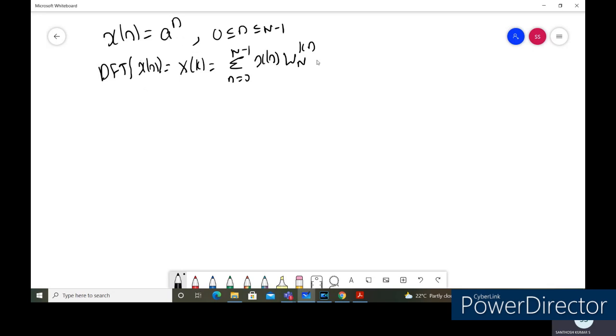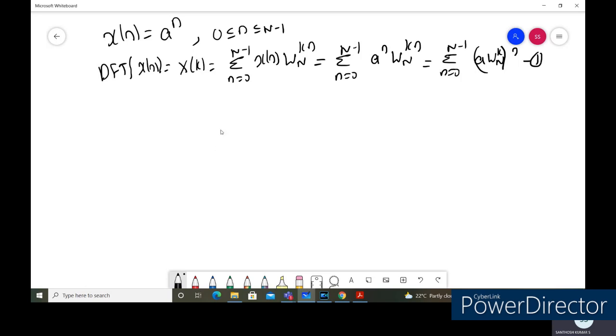So we substitute: this is equal to the summation n equal to 0 to N minus 1 of a to the power of n into the twiddle factor omega N to the power of kn. Since n is common among these two terms, let us take n common here. So this will become the summation n equal to 0 to N minus 1 of a into omega N to the power of k, all to the power of n. We can take this as a to the power of n. Let us call this equation number 1.